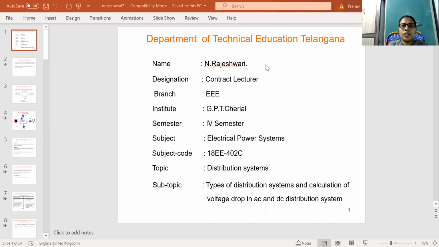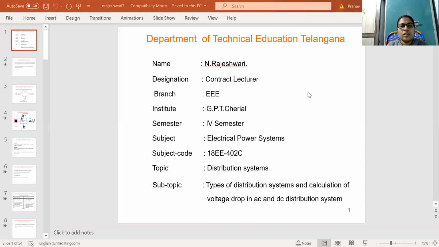Myself N. Rajeshwari. I am working as a contract lecturer in the electrical department in Government Polytechnic Cherial College. I am dealing with the subject electrical power systems for fourth semester diploma students.